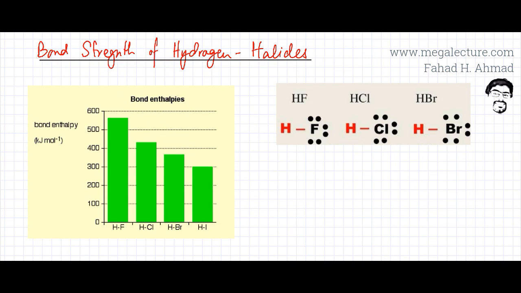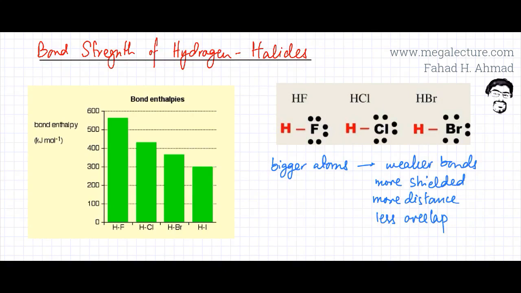No element is not following the trend. So the trend is perfectly followed. The reason is that in the previous case of fluorine, one of the atoms has lone pairs, the other atom has no lone pair. So the lone pair repulsion factor is not present in any of the molecules. So the only factor that is present is that bigger atoms are going to form weaker bonds because they're more shielded, they are more distant, and there's going to be less orbital overlap.